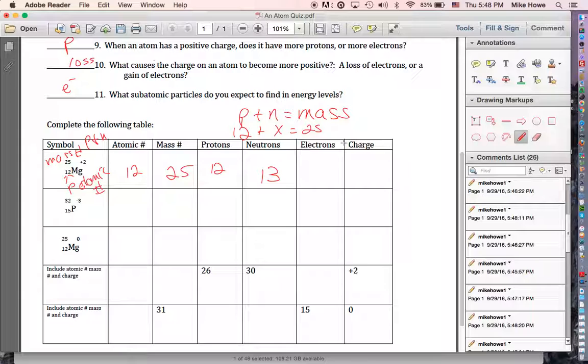So 12 plus x equals 25. Now I think you've had algebra and you know that if you want to solve for x, you're going to need to subtract 12 from both sides. So you take away 12, take away 12, x then equals 13, and that's how I got 13.